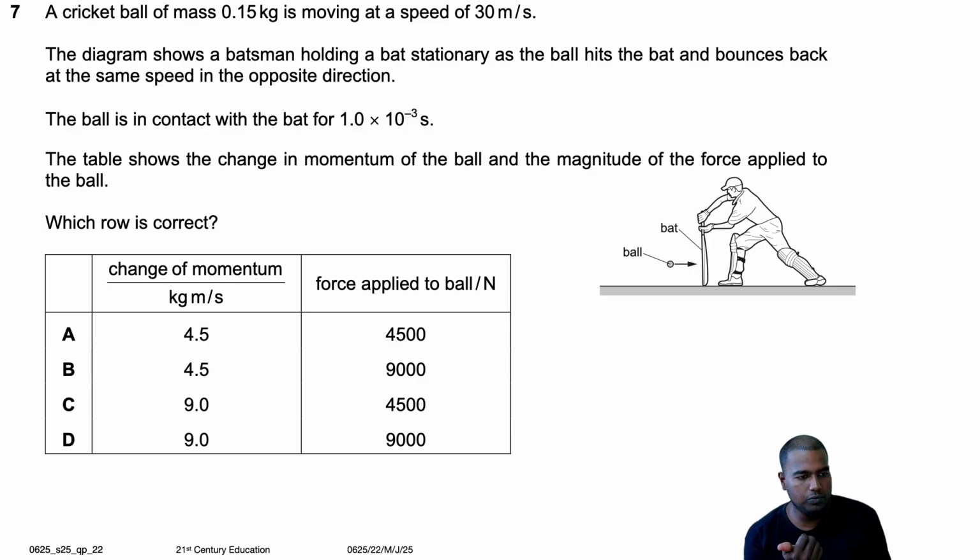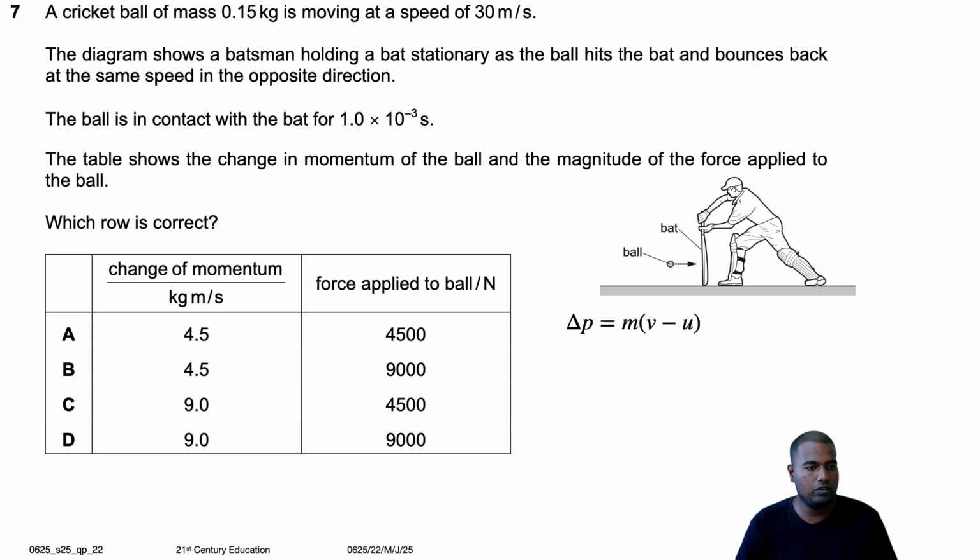We need to find the change of momentum. We need to find the force applied to the ball. We know that change in momentum is final momentum minus initial momentum, so mv minus mu. Now we have to be careful with the sign of velocity. We can take any direction of velocity as positive. In this case, if the direction of approach is positive, then the direction of leaving is negative. For convenience, if we take the direction of leaving as positive, the direction of approach is negative.